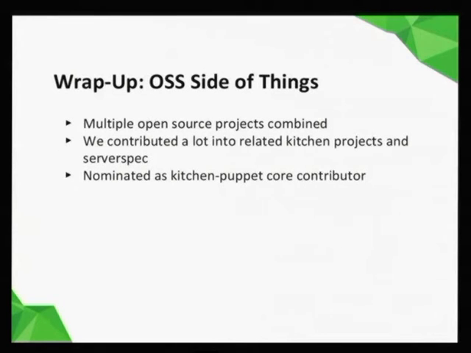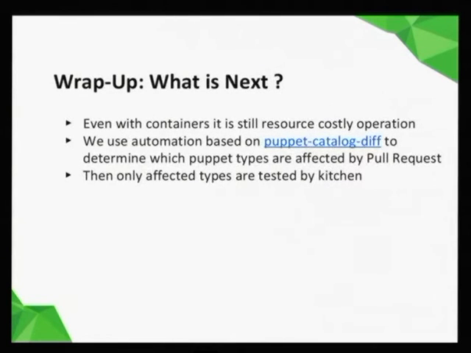So, the open source side of things. Actually, all the things I described didn't come for free. We were missing a lot of features, and we were adding them in all the projects I mentioned. We have at least one patch in, and it was a great experience to become a Kitchen-Puppet core contributor. A small project, and I'm very proud of it. So we contribute a lot to upstream. So what's next in this story?